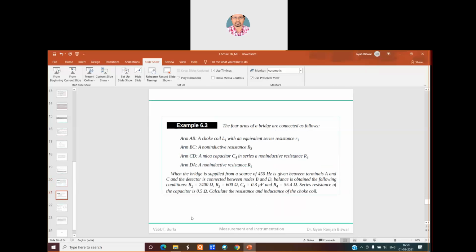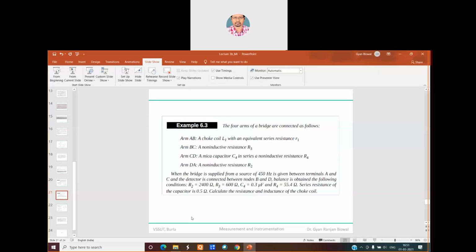Okay, take the next problem. The four arms of a bridge are connected as follows. You can connect AB, BC, CD, DA in any form. You can choose the arm positions; it is not necessary that you always take one way. Arm AB is a choke coil L1 with the equivalent series resistance R1, which is under measurement. BC is a non-inductive resistance, that means a fixed resistance R3. CD is a mica capacitor C4 connected in series with R4, and a non-inductive resistance R2 is also given.